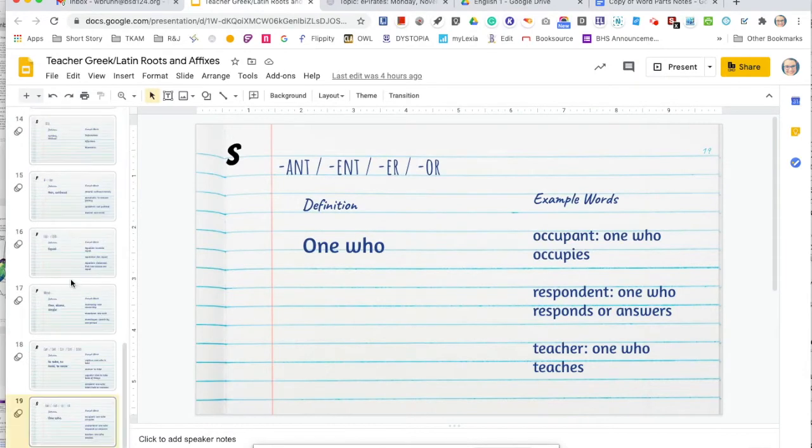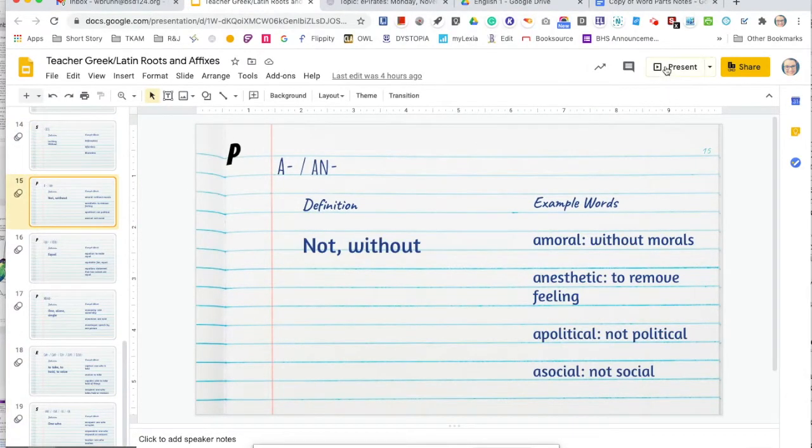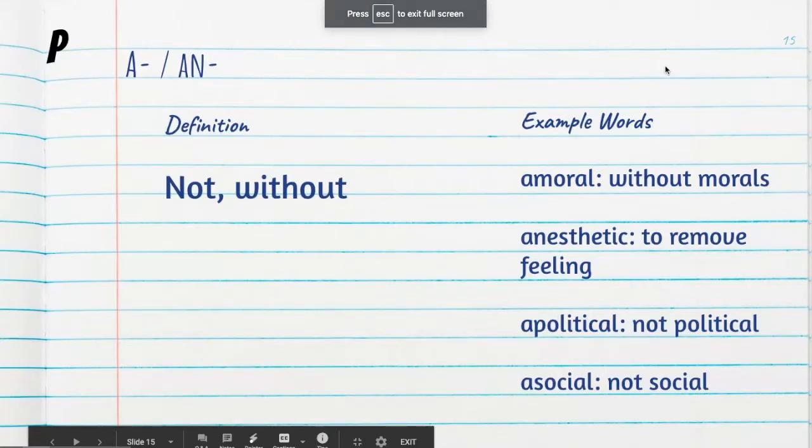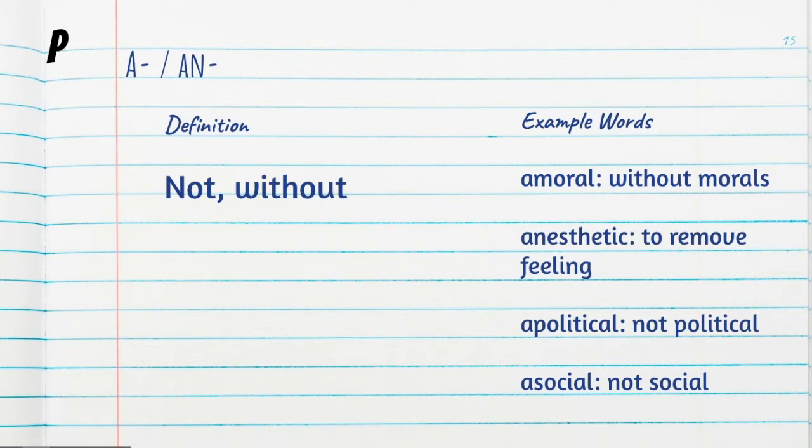So our first one is a and an, and these mean not or without. So we've already seen several prefixes that mean similar things, like in, il, im, ir, can mean not, but a and an can as well. So amoral means without morals. Anesthetic is something that removes feelings, right?